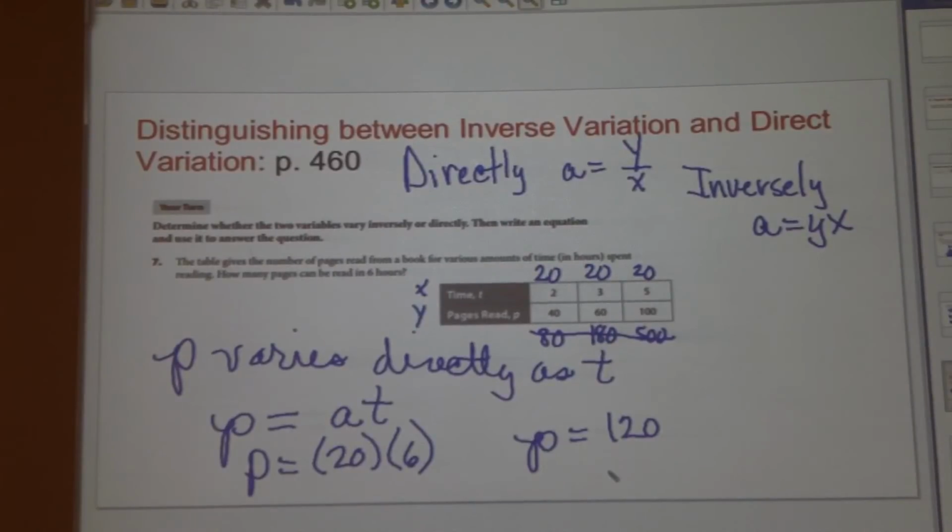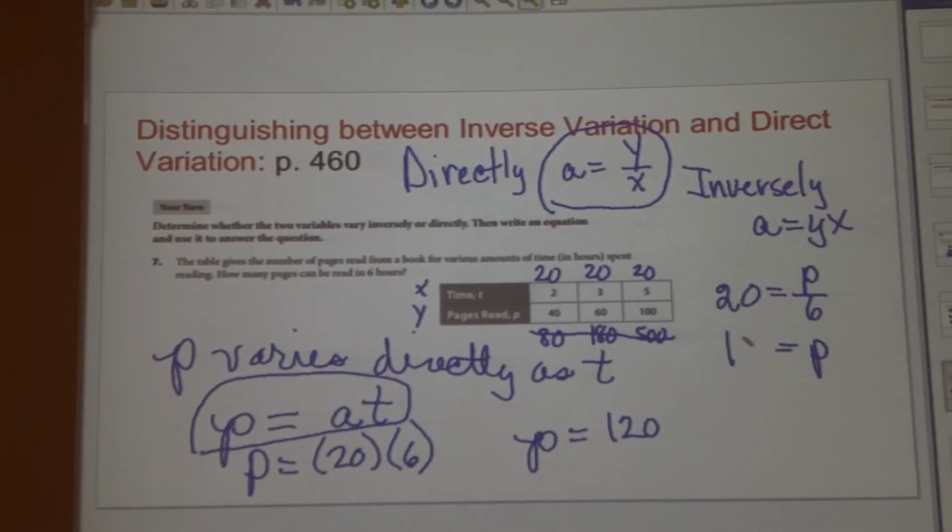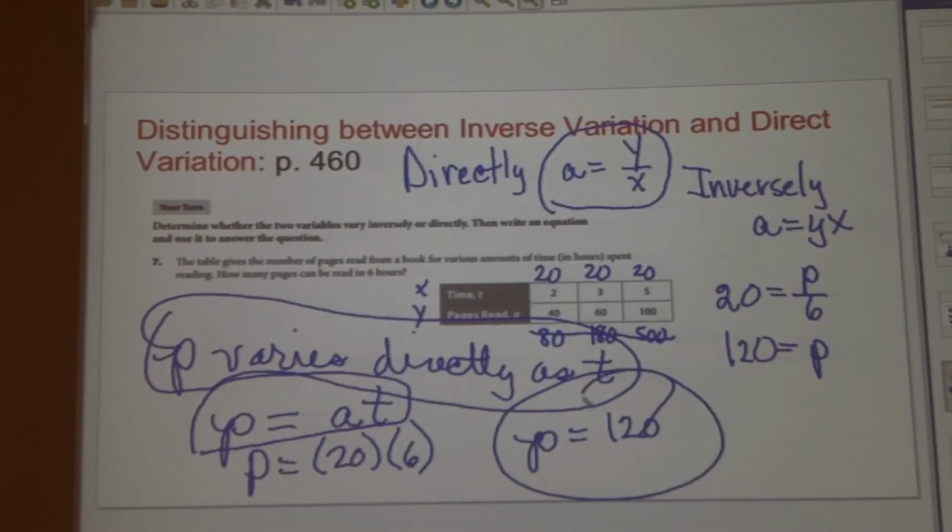Questions? Anybody? Now, if I wanted to use this formula right here, instead of going back to the other formula, could I? Sure. You would just put 20 equals pages over 6, which would make P equals 120. Same thing, same formula, just written differently. Yes? Do you want us to write the P varies directly as T? Yes, you're going to write this, and you're going to write the answer. Okay? Any other questions?